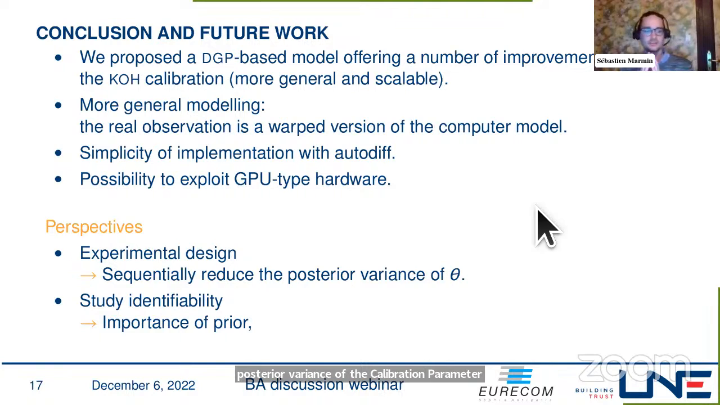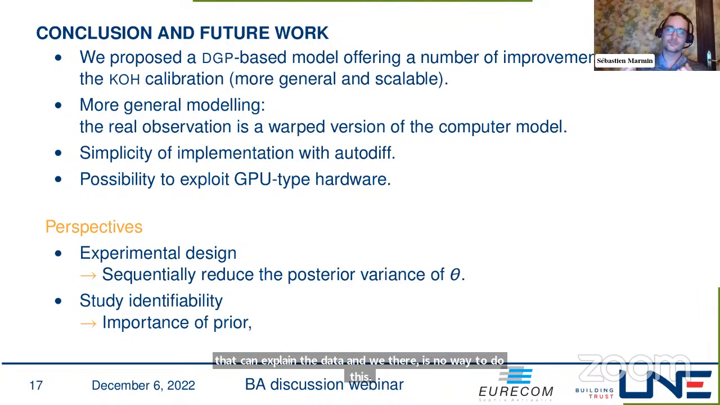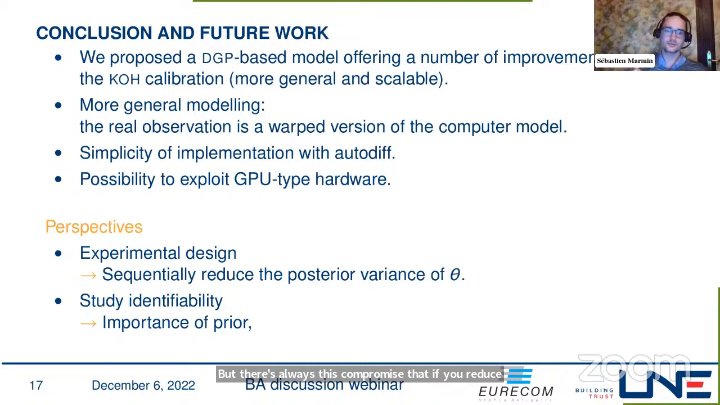And we also discussed in the paper the issue of identifiability. To be clear, identifiability is when a given data set is not enough to locate the true value of theta, because the parameter space, the calibration space, is so big that there are many calibration parameters that can explain the data. And there's a way to address this, but there's always this compromise that if you reduce too much the flexibility, then you introduce a bias.